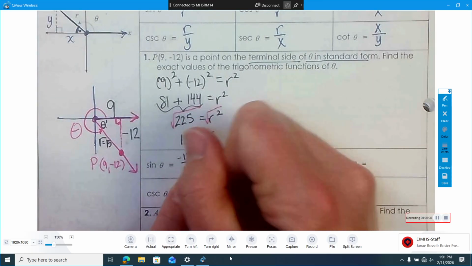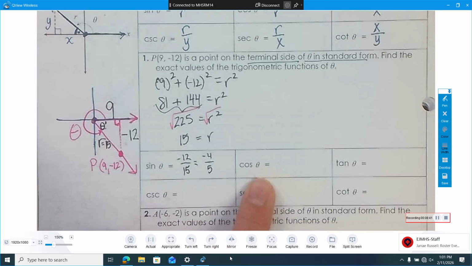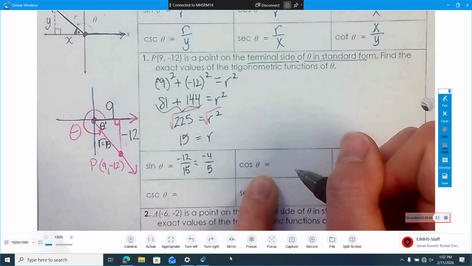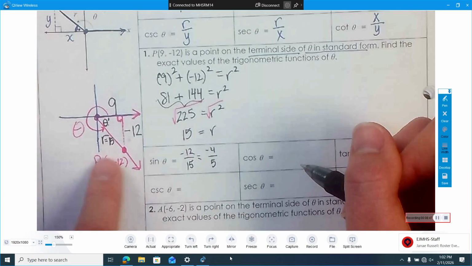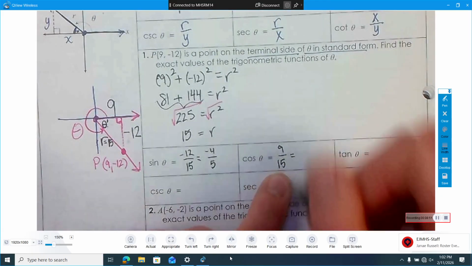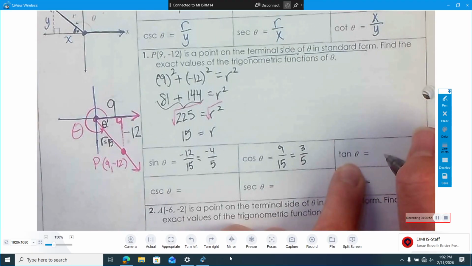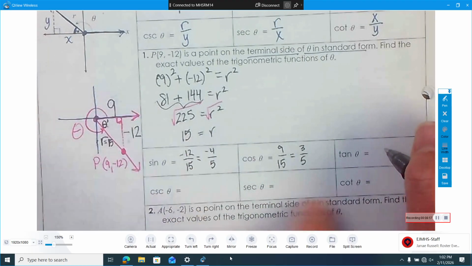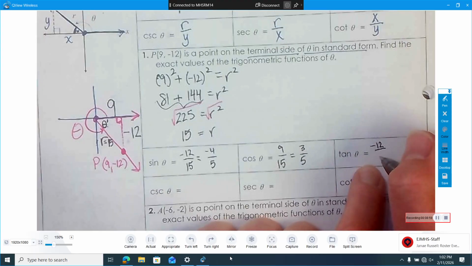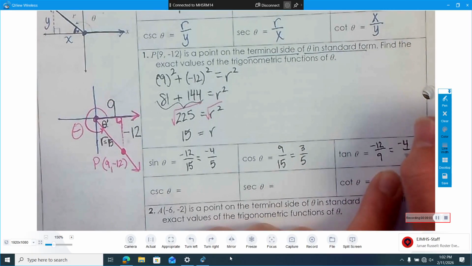Reduces by 3, so negative 4 over 5. What is the cosine looking for my little reference angle? 9 over 15, adjacent over hypotenuse. So 9 over 15, and again, it reduces by 3, so 3 over 5. And then tangent, negative 12 over 9, negative 12 opposite over adjacent. And again, that is going to reduce to negative 4 over 3.